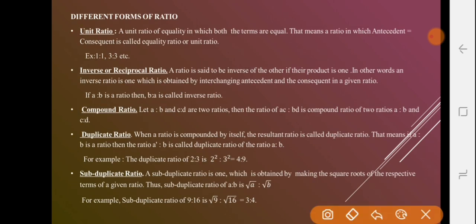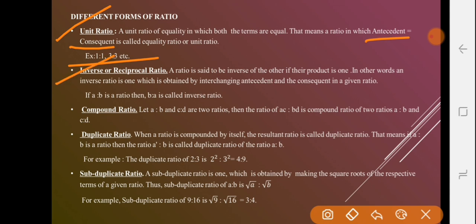Here we have different forms of ratios. Altogether we have 10 different forms. The first one is unit ratio. Unit ratio is one where both the terms are equal. For example, 1:1, 3:3. Here the antecedent is always equal to the consequent. Such ratios are called unit ratio.